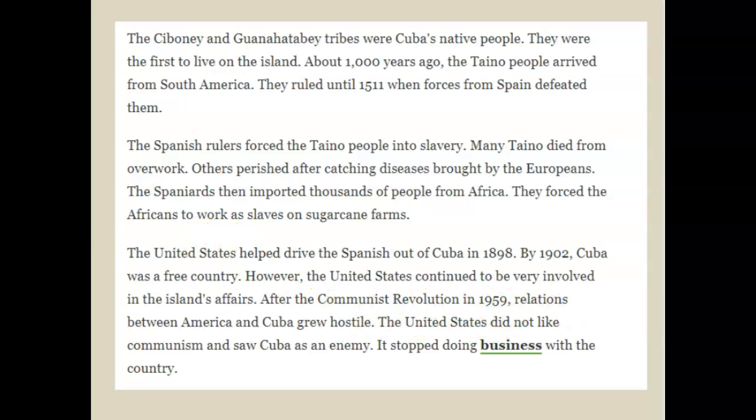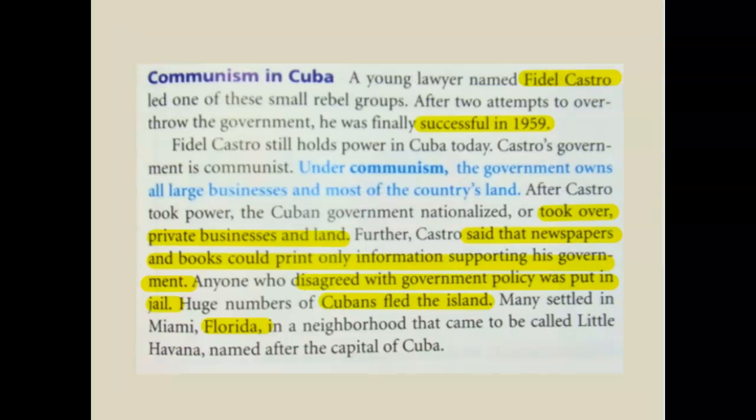And that was kind of revolting against the U.S. being involved, because they didn't want to go from being a Spanish colony to being a U.S. territory. They wanted to be independent. And then Fidel takes over, bringing communism, which was spreading in Russia at that time after World War II.